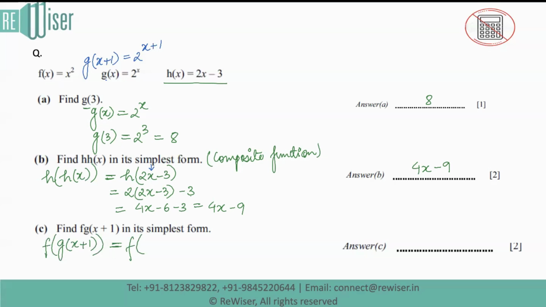So f of g of x plus 1, which came out as 2 to the power x plus 1. Now we know that input of our function f of x has become 2 to the power x plus 1. So we would now replace x by 2 to the power x plus 1. So 2 power x plus 1, and I'll put whole square, which is this.